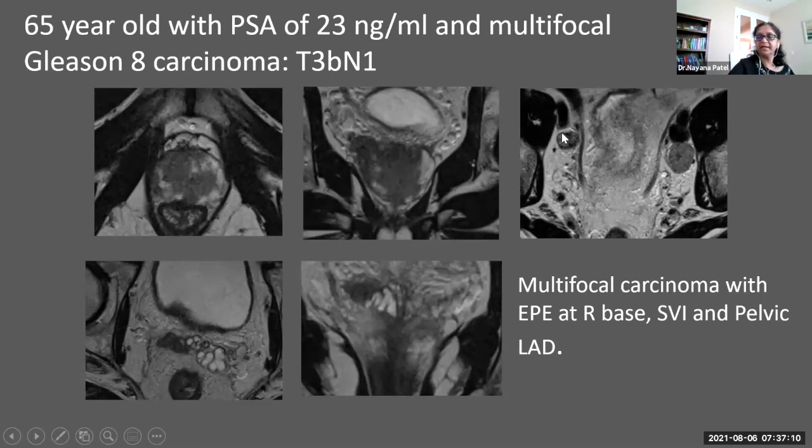And lymph nodes along the pelvic sidewall in the external iliac chain. It is important to include the entire pelvis up to the aortic bifurcation for the nodal evaluation in your protocol.